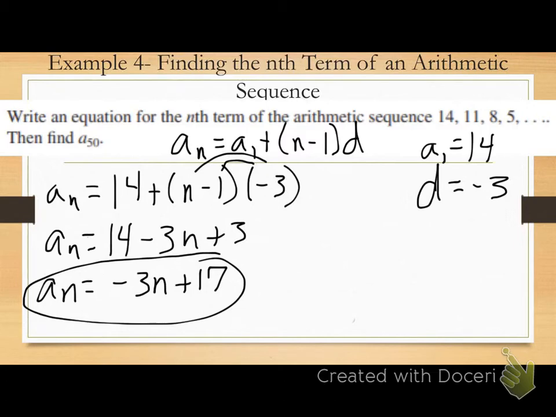So how do I find a sub 50? You have to plug in 50 for what? n. Yep. So I'm replacing the n with 50. This is going to help me find the 50th term of my sequence without having to list out 50 numbers.